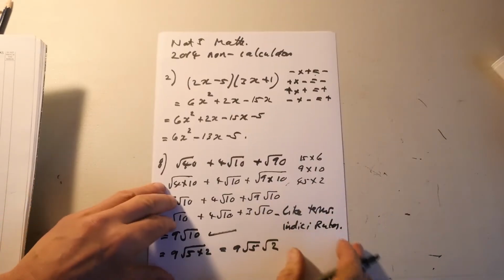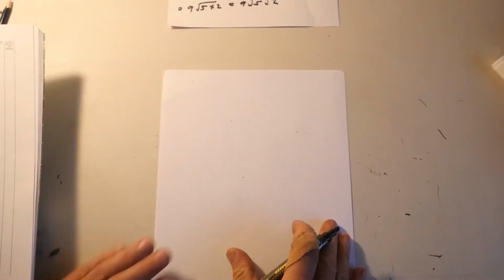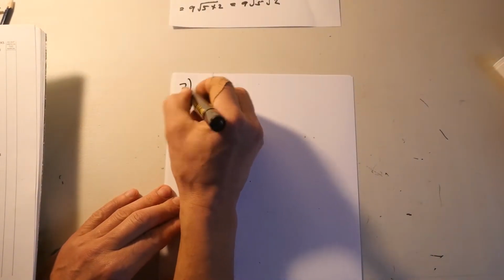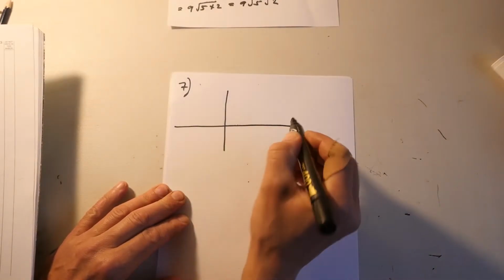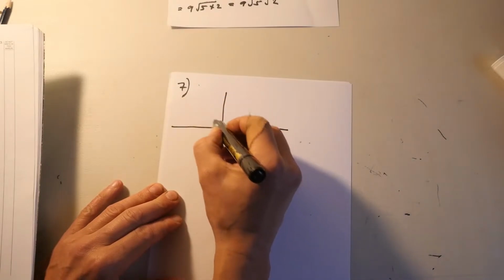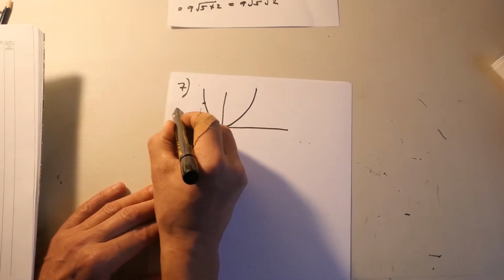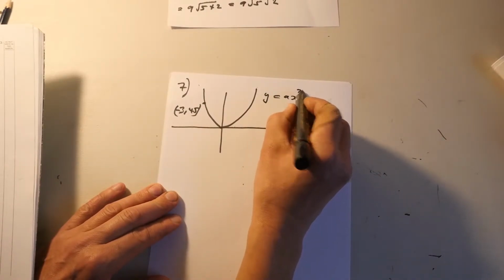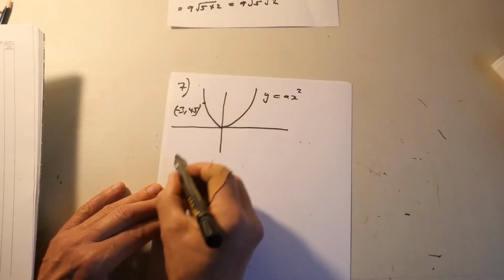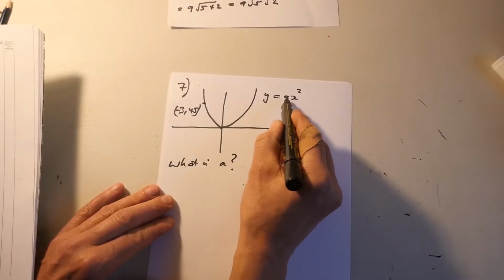Okay, I did that in the previous video. I was going to cover parabolas actually, although we've not covered that, but I want to get onto graphs. So you've got minus 3, 4, 5, X squared. So what is A? What's A equal to?